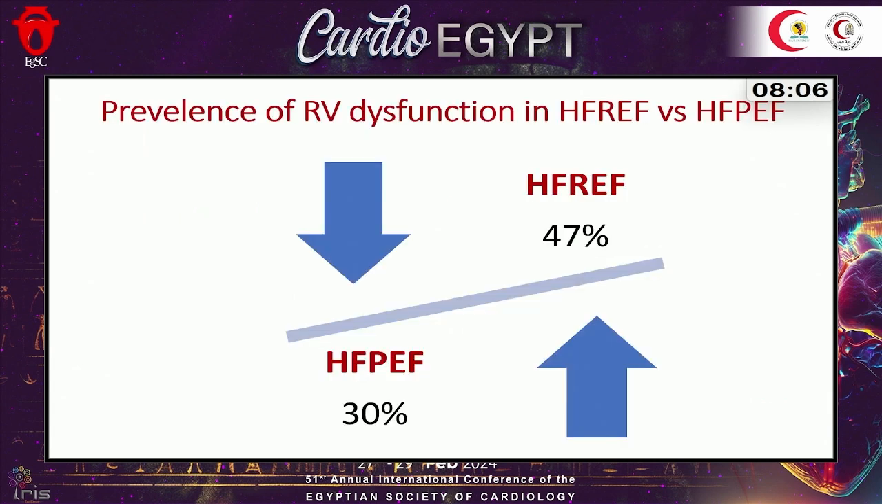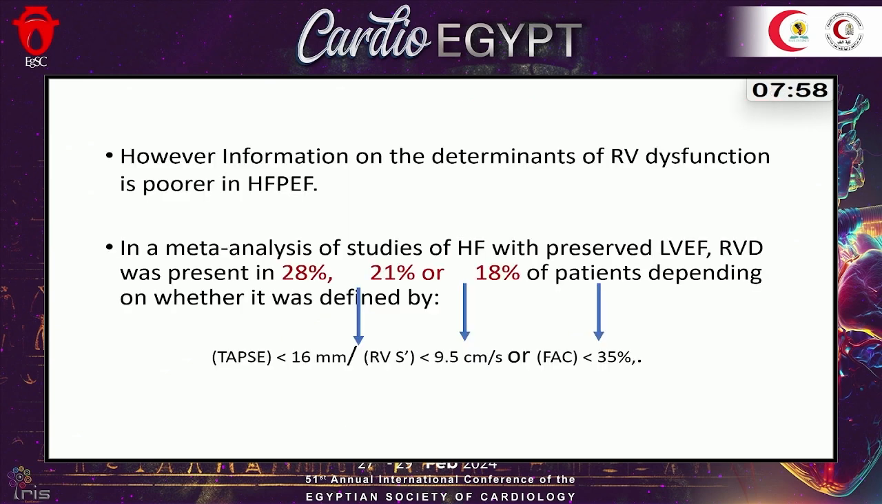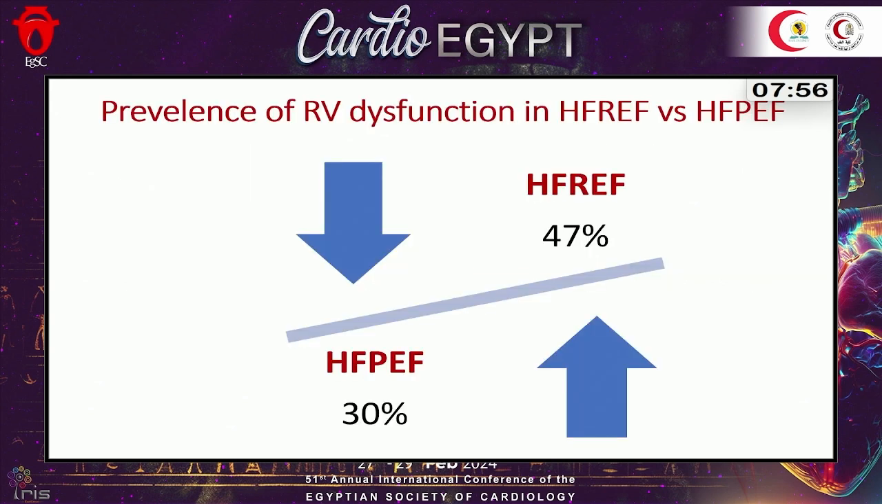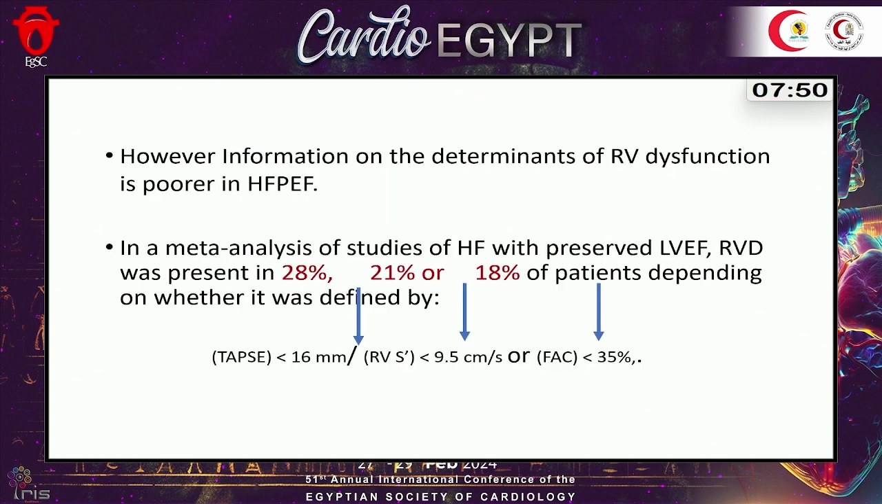Does this mean that RV dysfunction is usually presented in reduced ejection fraction only? No. The prevalence of RV dysfunction in reduced ejection fraction is more pronounced, with a significant proportion, 47%. However, preserved ejection fraction can also have RV dysfunction, but to a lesser extent. However, information on the determinants of RV dysfunction in preserved ejection fraction is poorer.